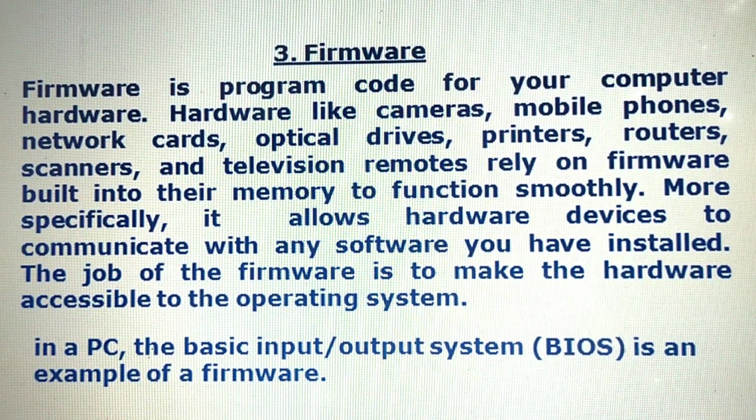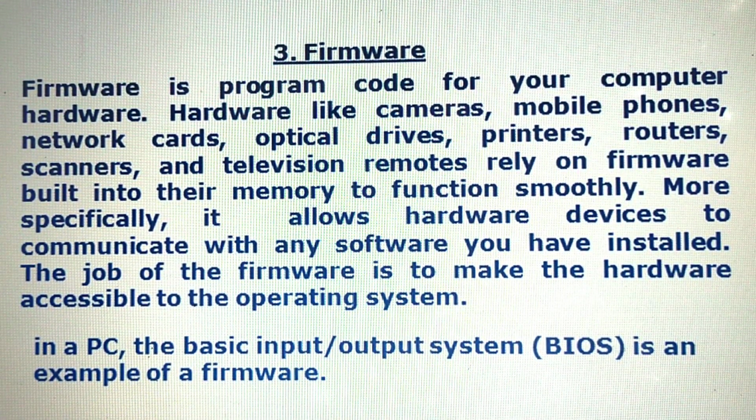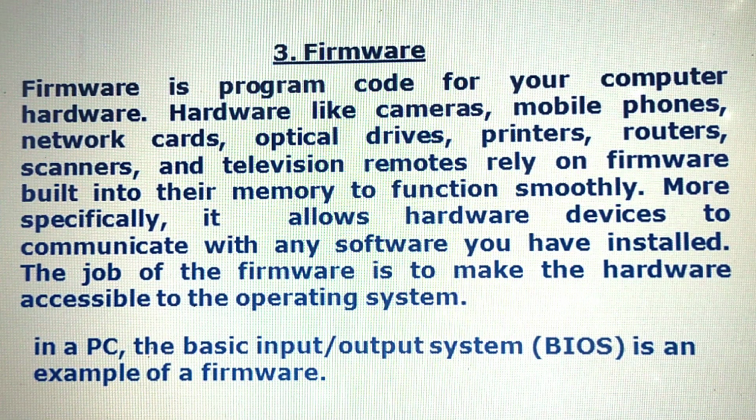The next system software is firmware. Firmware is program code for your computer hardware. Hardware like cameras, mobile phones, network cards, optical drives, printers, scanners, and television remotes rely on firmware built into their memory to function smoothly. More specifically, it allows hardware devices to communicate with any software you have installed. The job of the firmware is to make the hardware accessible to the operating system. In a PC, the basic input-output system, BIOS, is an example of firmware.